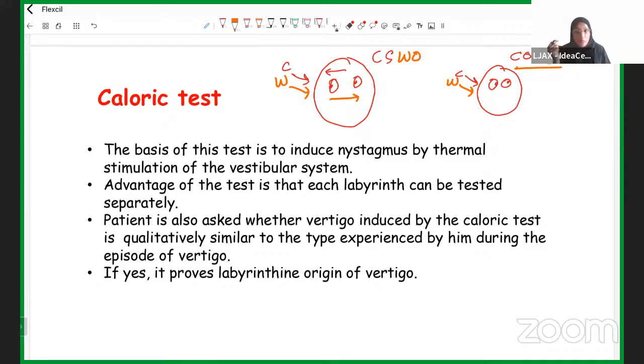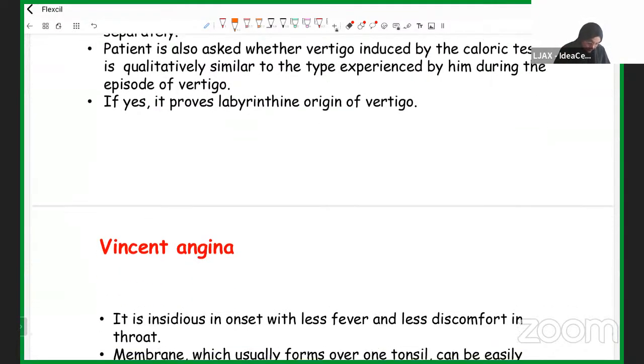You have to explain what happens initially when you induce cold water in the ear, and what will happen to the eye, and which direction the nystagmus will move after some time when you induce the cold water. Same goes with the warm water. You will have to explain this test in the exam.